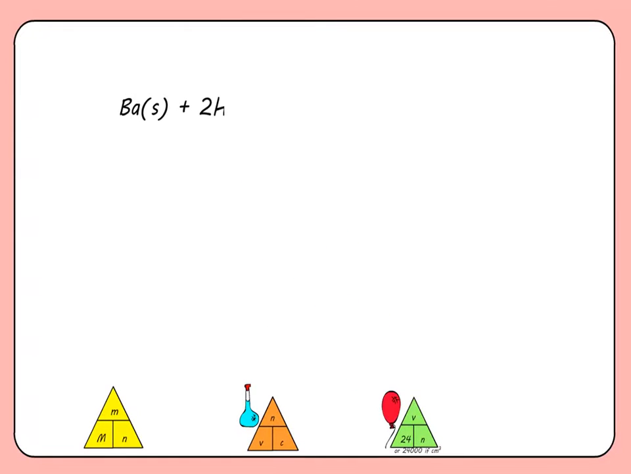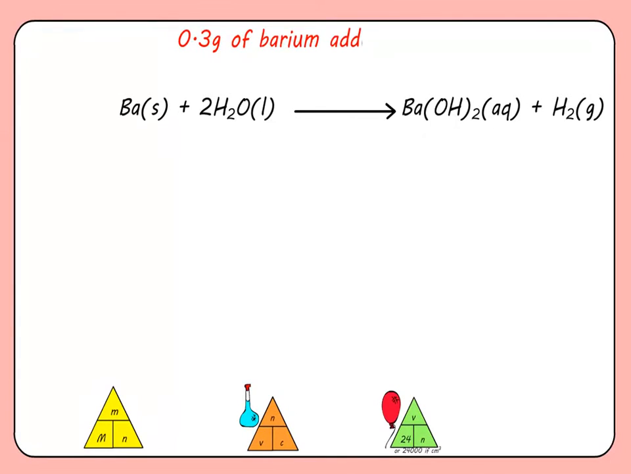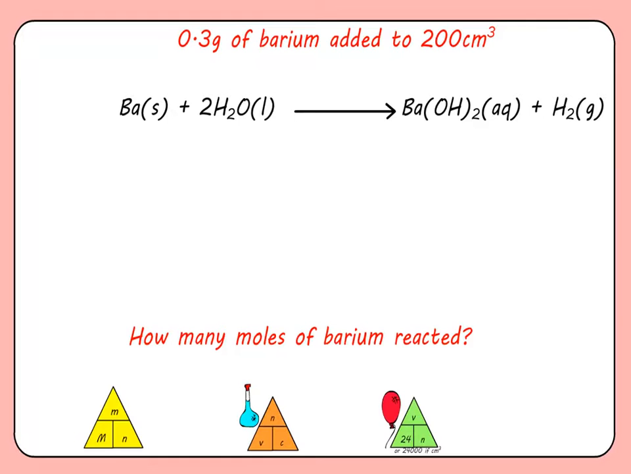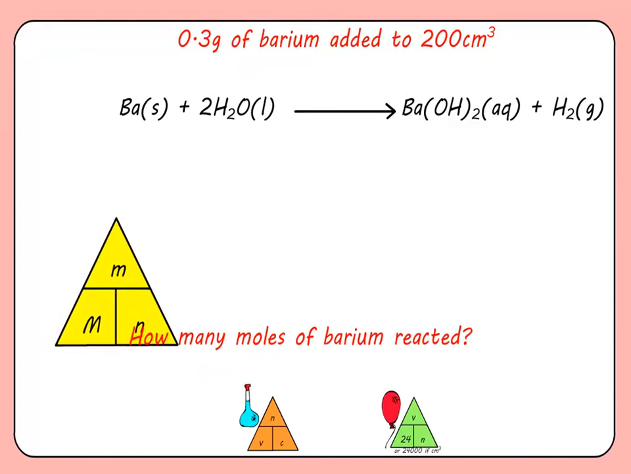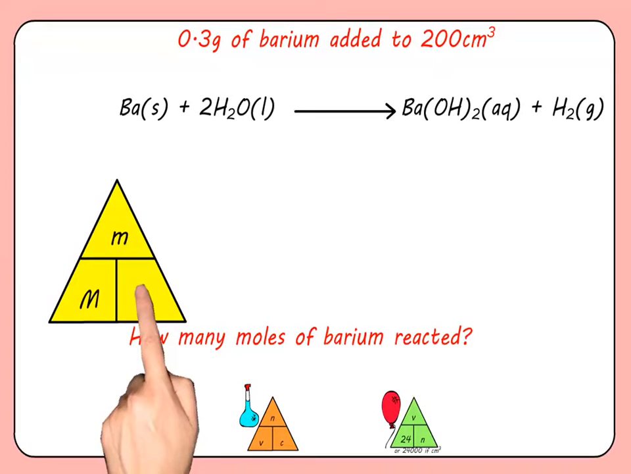If we have barium solid reacting with water to produce barium hydroxide and hydrogen gas, 0.3 grams of barium was added to 200 centimeter cubed of water. How many moles of barium reacted? For this, we need to change the mass into the number of moles, so we need the mass over Mr, mole triangle. We cover the n, as this is what we want to find out, and we get the formula of mass over molar mass.